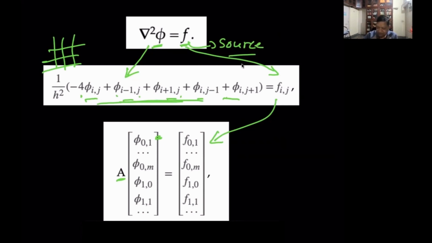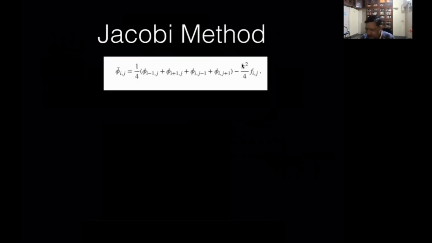So I can solve for this. It will basically be A inverse applied to the source. We'll discuss how to solve matrix equations a bit later, but this is how we solve it. This is called the direct method. It is done in one shot, but of course, computing A inverse will take time. But we focus on iterative methods.